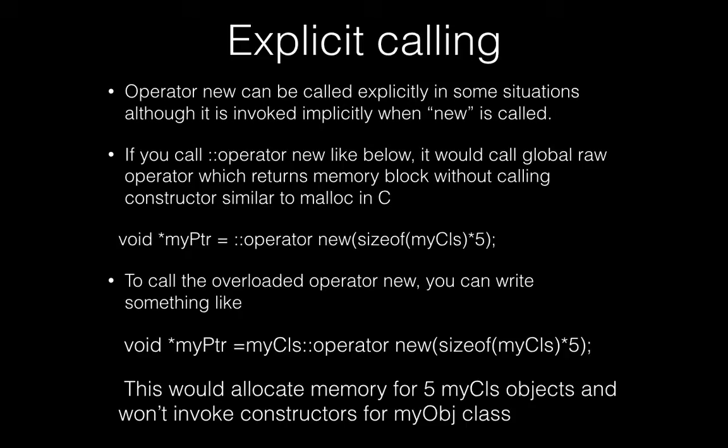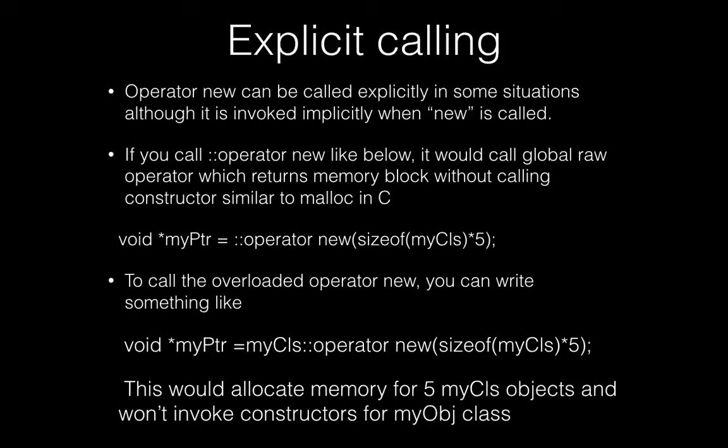So you can explicitly call the overloaded operator new. It is basically invoked implicitly whenever you use the new expression to create objects. If you call operator new using the scope resolution operator with double colons, then it would call the global raw operator, which returns a memory block without actually calling the constructor. This is similar to malloc in C, and you don't call a constructor here.